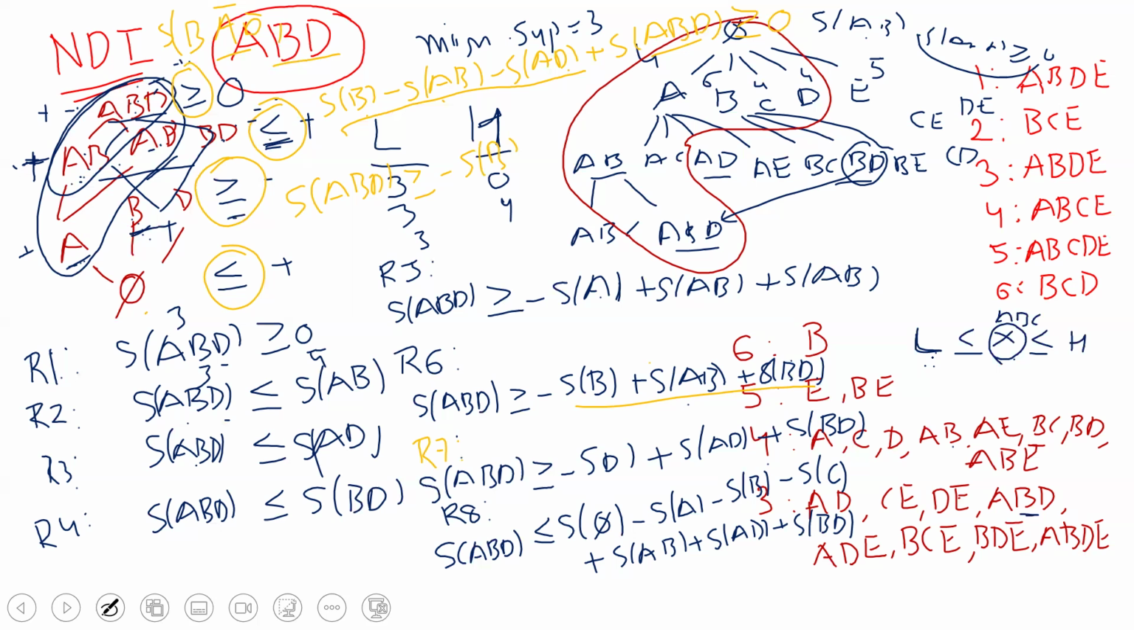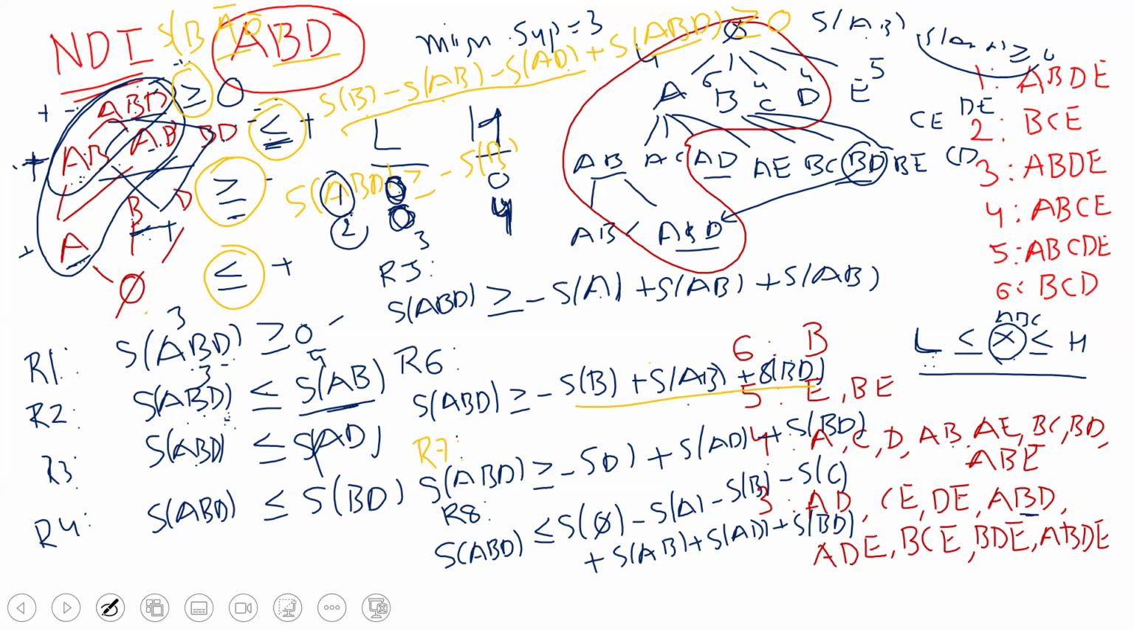So let's understand this notation. Initially the lower bound of S of ABD is 0. You don't have an upper bound from the first rule. From the first rule, we got the lower bound of ABD, which is 0. From here, what is the upper bound of ABD? This is the upper bound because it is less than or equal to AB. AB has support of 4. So now the upper bound of ABD is 4. The lower bound still remains 0, right?